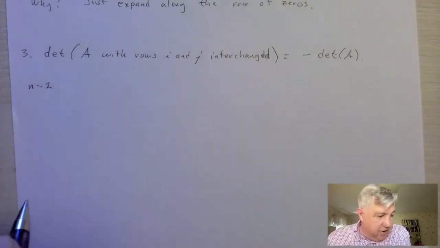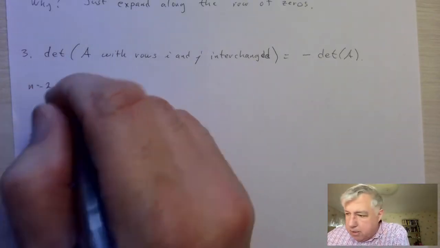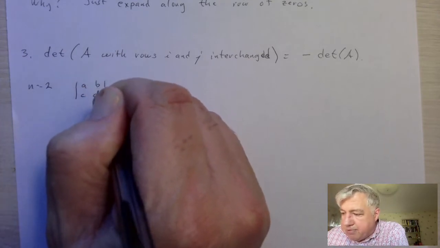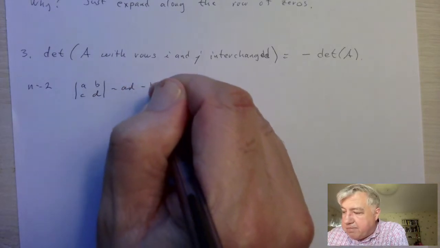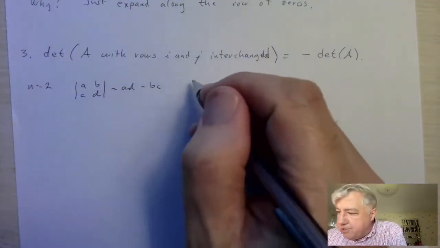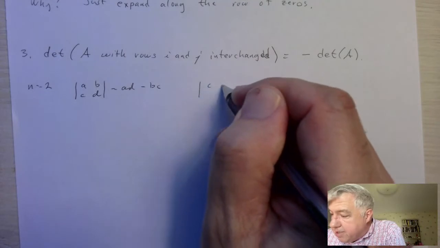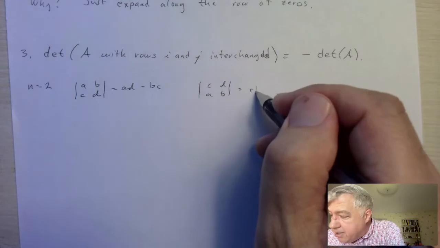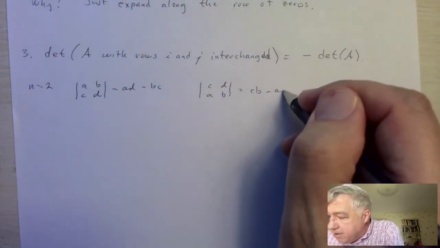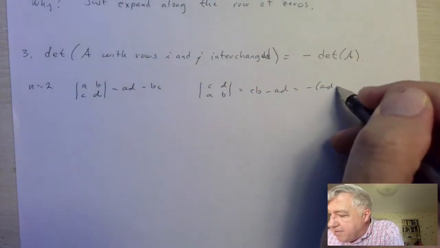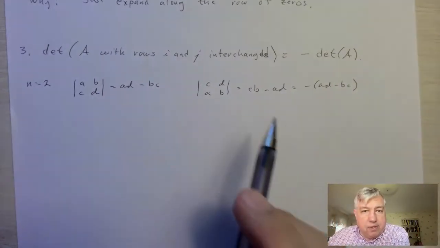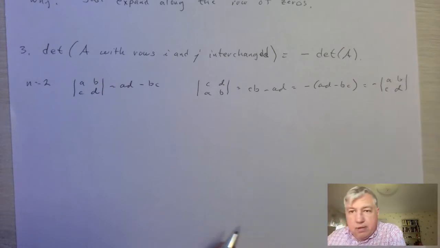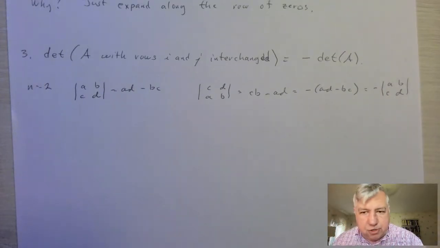So remember, we take the determinant of the matrix ABCD, this is AD minus BC, and if we interchange these two rows, we get CD AB, and what is this? This is C times B minus A times D, which is the opposite of AD minus BC. So this is the opposite of the determinant of AB, CD. So it's clearly true for n equals 2.